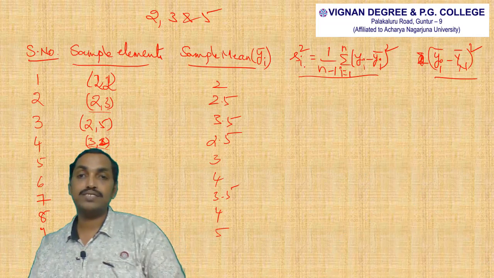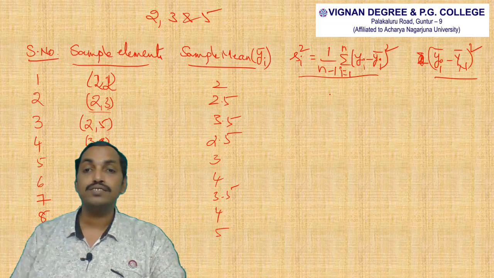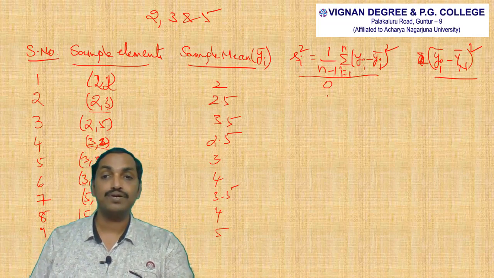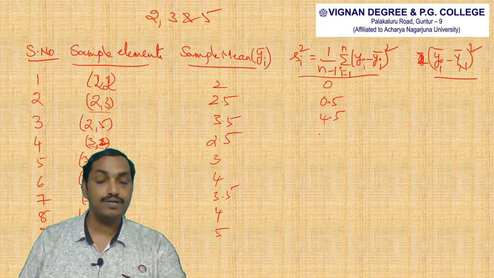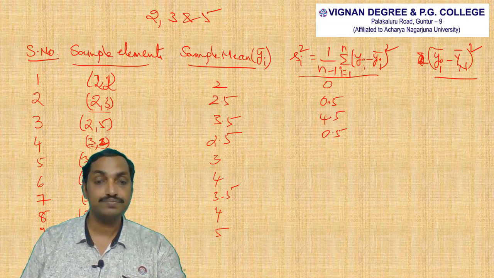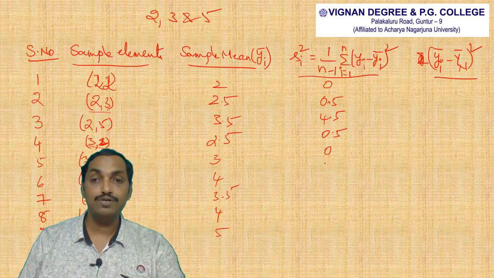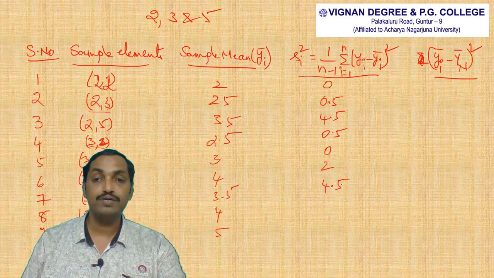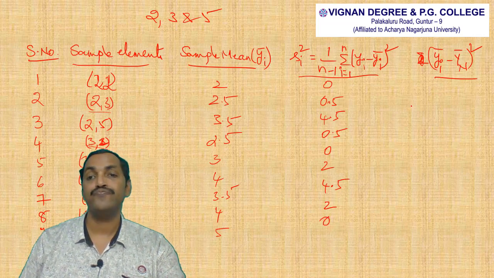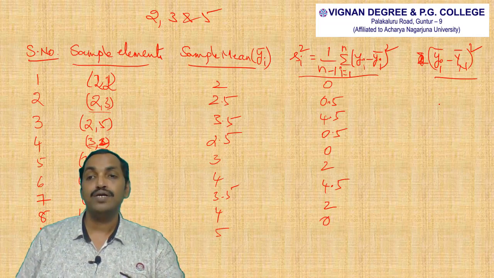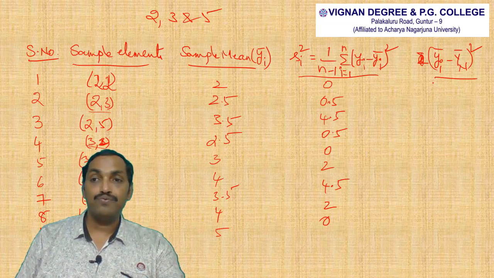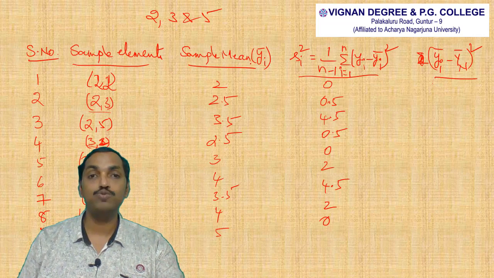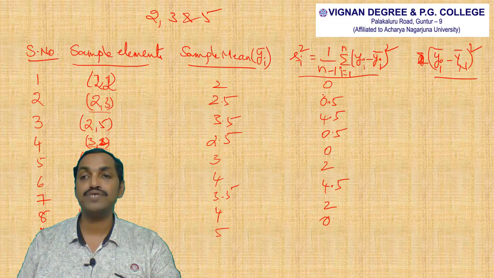Now, on calculating the si square values, I'll get 0, 0.5, 4.5, 0.5, 0, 2, 4.5, 2, 0. And the last column, similarly, is yi bar minus Yn bar whole square. That means 2 minus 3.33 whole square, 2.5 minus 3.33 whole square, like that.